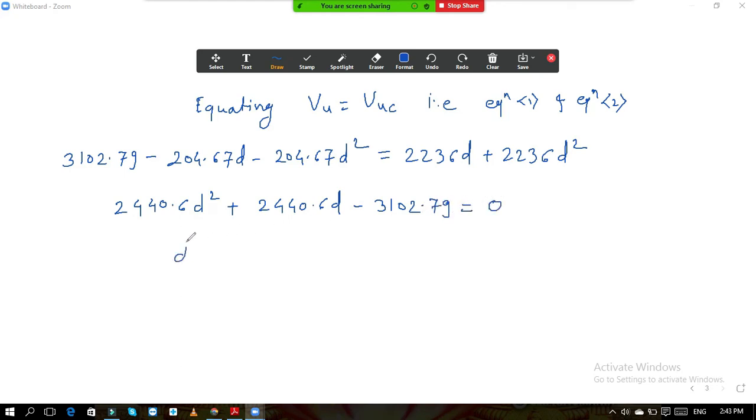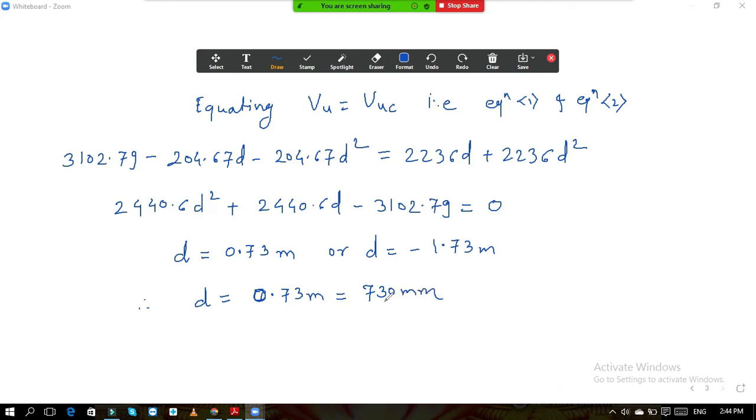Now solve this equation, so you will get the value of d. D is equal to 0.73 meter, or D is equal to minus 1.73 meter. Okay. So depth is never negative. So therefore our effective depth D is equal to how much? It is 0.73 meter, which is equal to 730 mm.